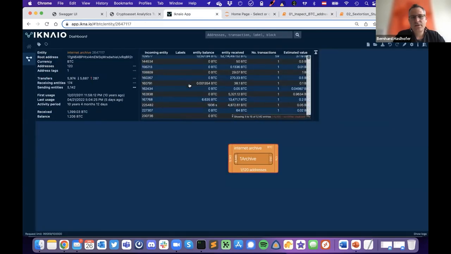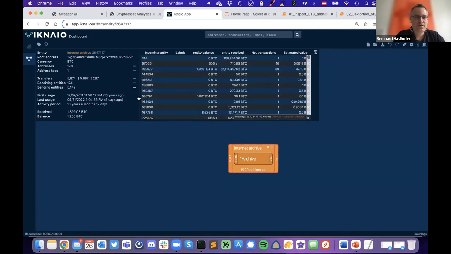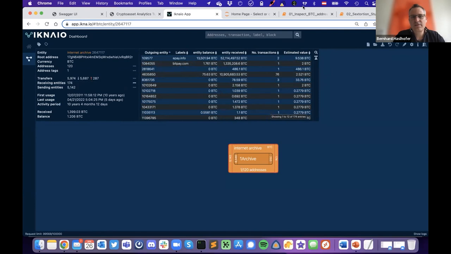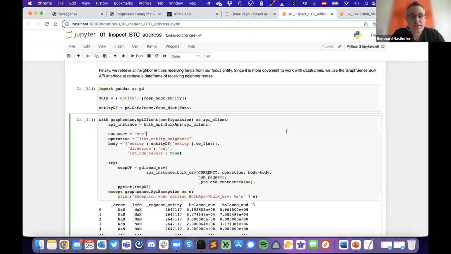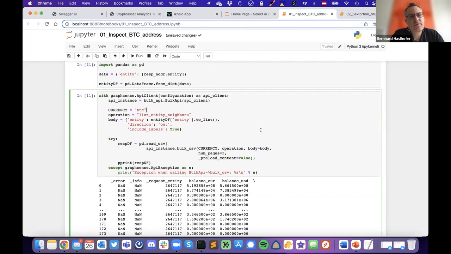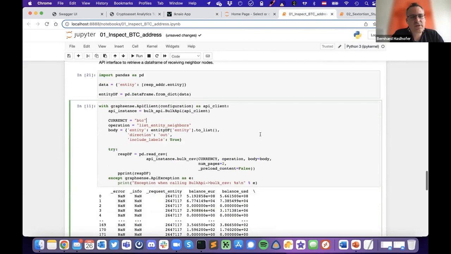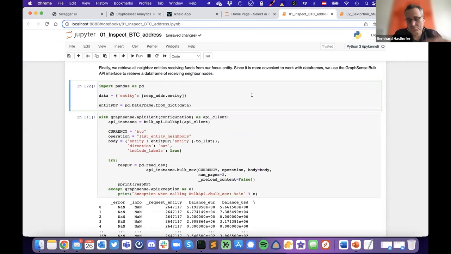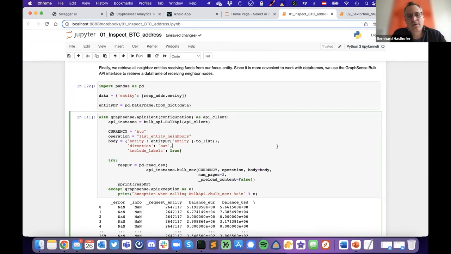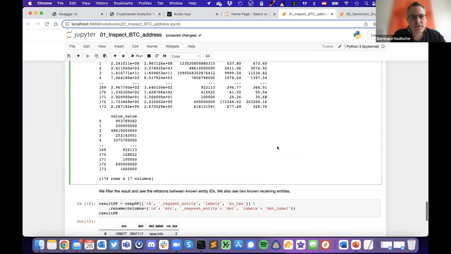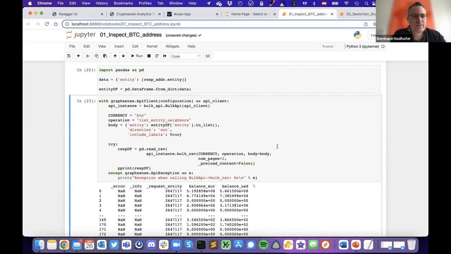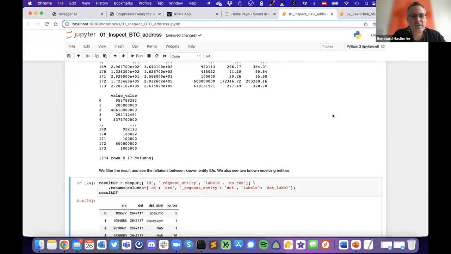So you can gather this list of incoming entities or this list of outgoing entities by simply executing another call. And what I'm doing here is instead of querying a single data point, I'm actually querying a set of data points. And a more convenient way of doing this is, of course, using data frames. So when I'm listing the entity neighbors, I'm not interested in getting individual data points. I'm really interested in getting something that can then be converted in a data frame.